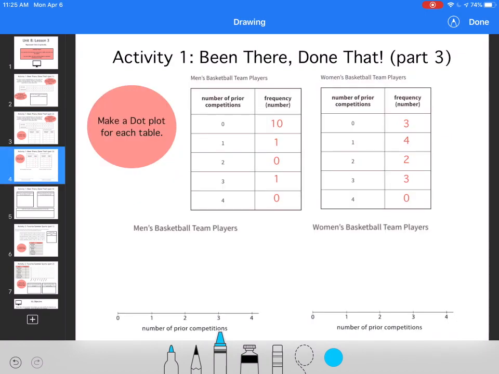Okay? So now it says make a dot plot for each table. So for the men's basketball, now one dot is going to equal each player. So I'm going to have 10 dots on 0. Then I'm going to have 1 dot on 1. I'm going to have no dots on 2, 1 dot on 3, and no dots on 4. Then for the women's, I'm going to have 3 dots on 0. I'm going to have 4 dots on 1.